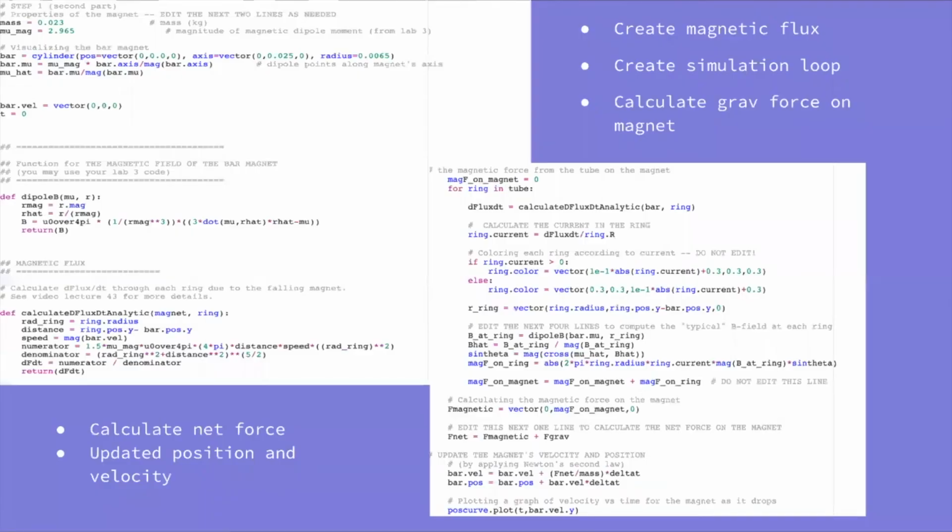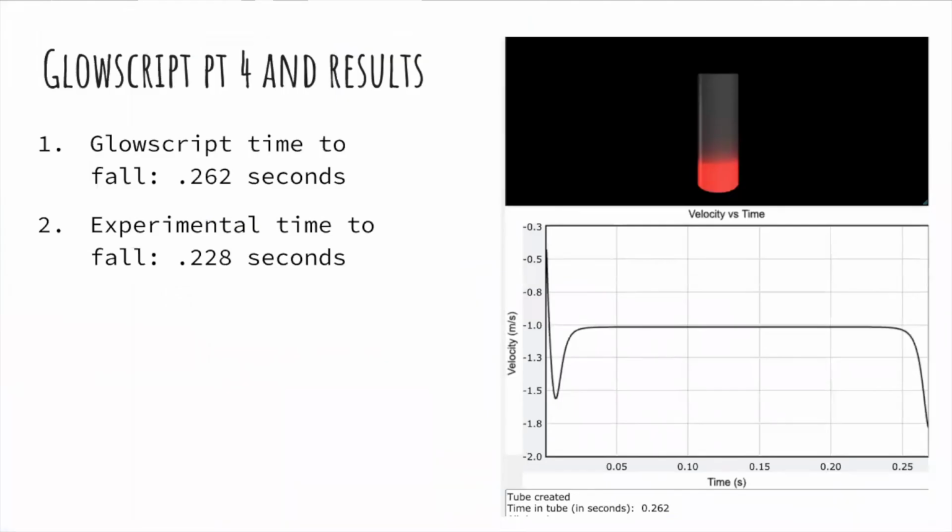In this part, we have two screenshots of our GlowScript code, where we were finding the magnetic flux and calculating the gravitational force of our magnet. We were also finding the net force, and then we would update the position and velocity of it. For our GlowScript, the time it took to fall was 0.262 seconds, which was relatively slower than our experimental time of 0.228 seconds.